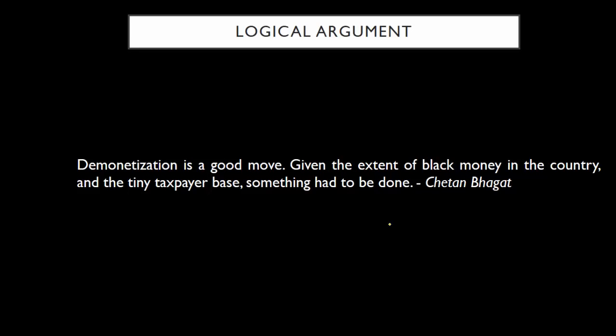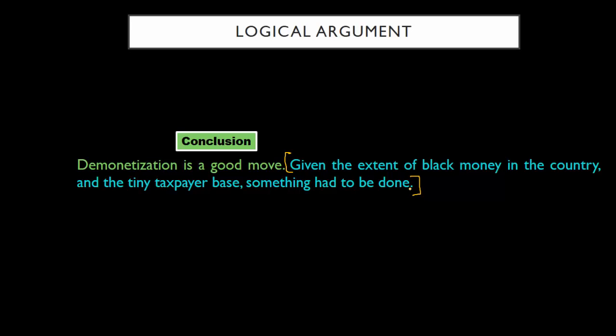This is a comment made by Chetan Bhagat, where he says, demonetization is a good move. Given the extent of black money in the country and the tiny taxpayer base, something had to be done. What he said, there are these two sentences. One, which is demonetization is a good move, is a claim that he's making, and not only that, he's also giving a reason as to why he's making that particular claim, which is this part. So let's not look at whether this is a good argument or bad argument, but let's understand this is an argument where there's a conclusion based on a certain reason.